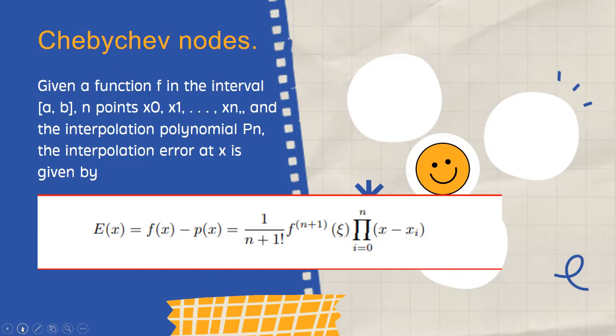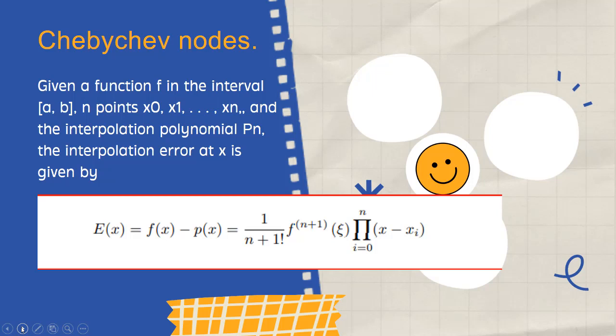Chebyshev nodes. As mentioned in the introduction, the location of the interpolation points is an important consideration in polynomial approximation. Intuitively, one might accept that equispaced points in a given interval are ideal for polynomial interpolation. The solution for these problems are the Chebyshev nodes.